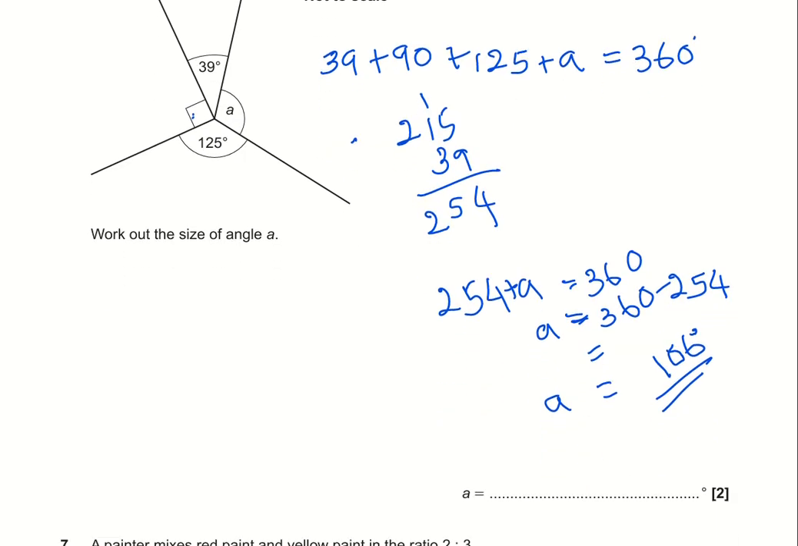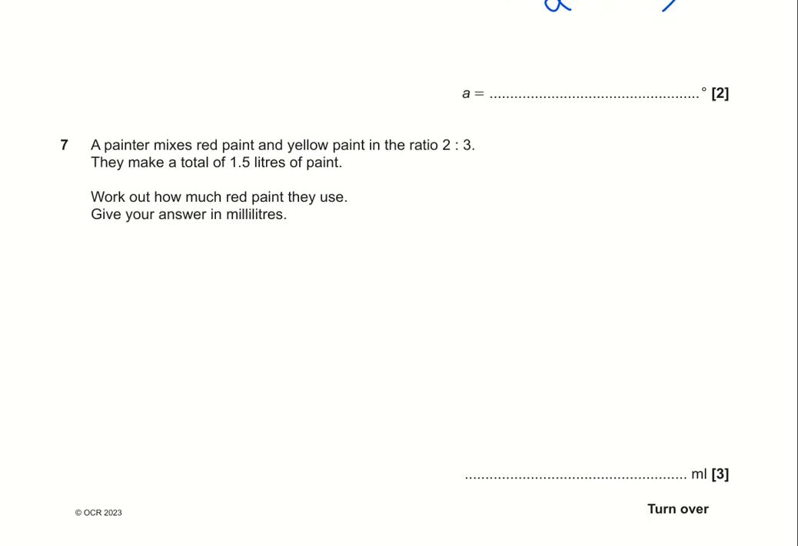Now I'm gonna do the next one. Okay. Read the question. A painter mixes red paint and yellow paint in the ratio 2 to 3. They make a total of 1.5 liters of paint. Work out how much red paint they use. Give your answer in milliliters. Okay. As you can see, this is in liters. Remember, this is in liters.